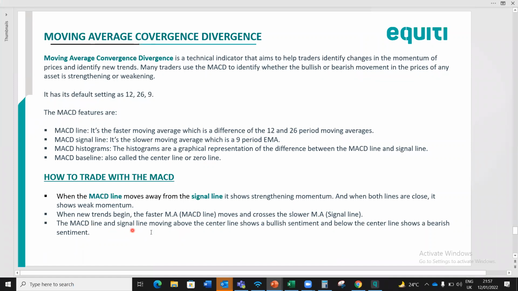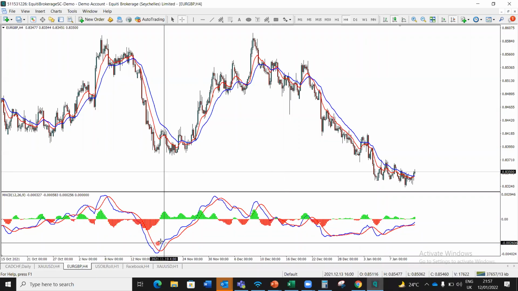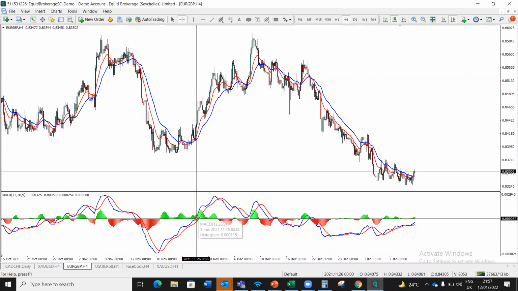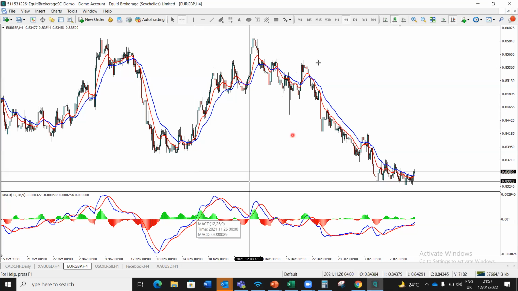The MACD line and the signal line moving above the center line shows a bullish sentiment, and below the center line shows a bearish sentiment. So when the MACD line and its signal line move above this zero line, it shows a bullish sentiment. Watch how the MACD line moves above the signal line here.